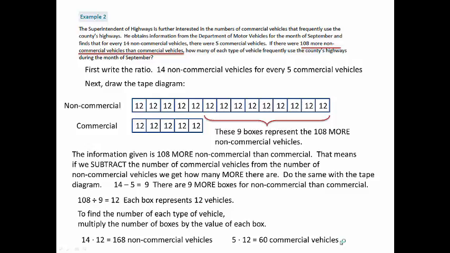Now, the steps are the same. Write our ratio, draw a tape diagram, and then figure out what goes in each box. Sometimes you have the total, like in our first example. Sometimes you know how many of one or the other. And sometimes you know how many more. That's what happened in this case. We knew how many more. And then the last step, once we find the number in each box, is to multiply the number of boxes by the value of each box to get the total.